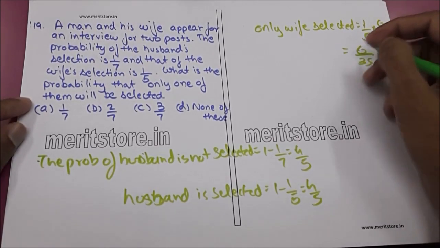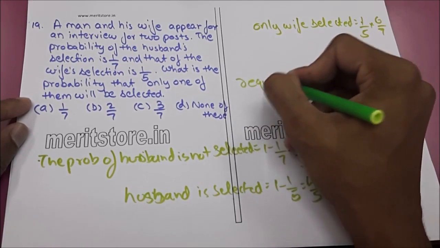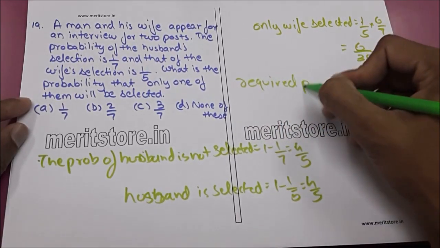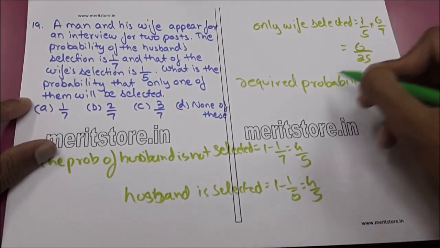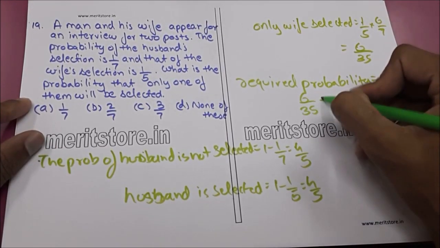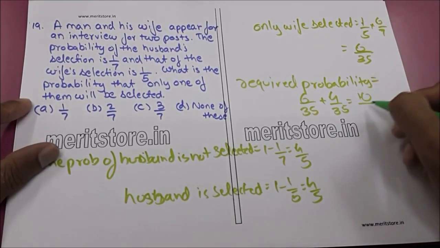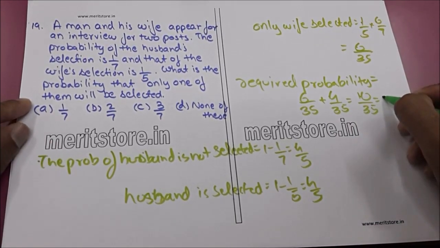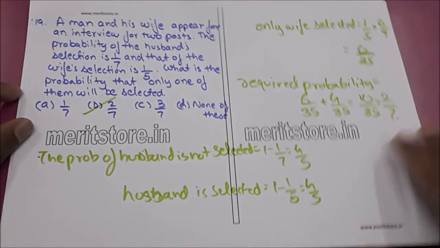So the required probability can be given by adding all the probabilities, that is equal to 6 by 35 plus 4 by 35 is equal to 10 by 35, which is equal to 2 by 7, which is our option B. Option B is the correct answer.